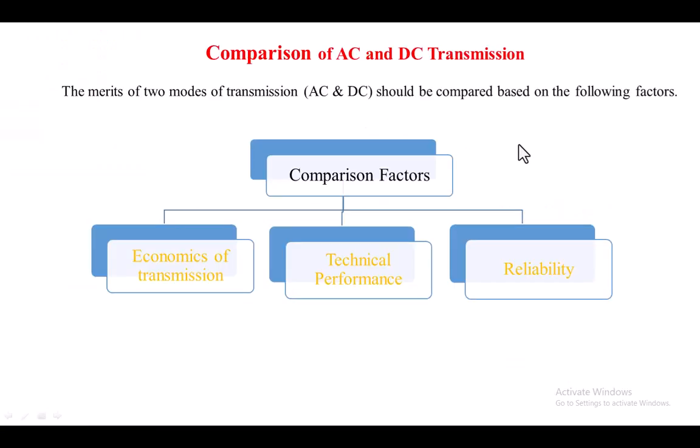The comparison is made based upon three parameters. One is economics of the transmission. Second one is the technical performance. And the third one is the reliability of the system. Based upon the three parameters, we are going to compare the AC transmission system as well as the DC transmission system. First, we are going to start with the economics of a transmission system.